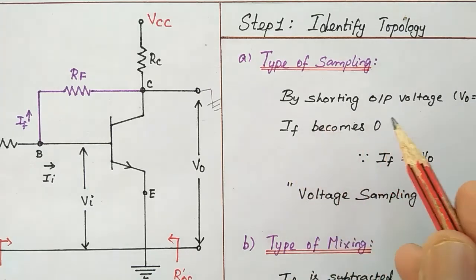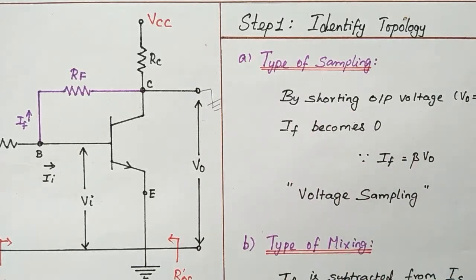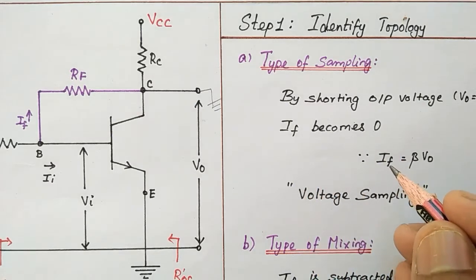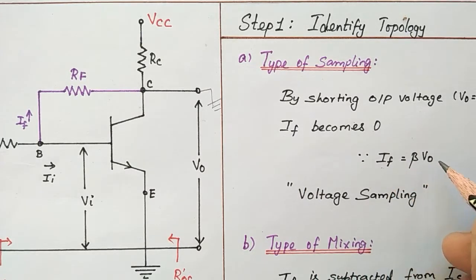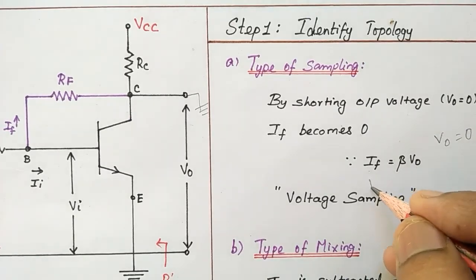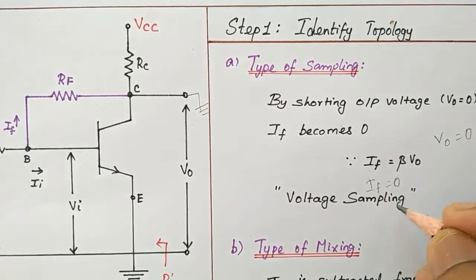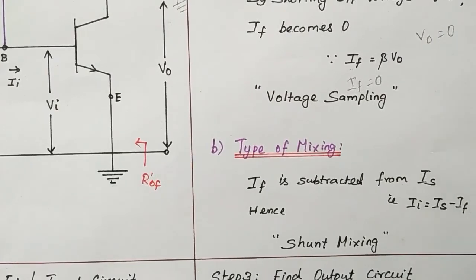So by shorting the output voltage, that is, the V0 terminal is shorted to ground, if the feedback signal becomes 0, it is nothing but voltage sampling. See here, the relationship between the feedback signal and the output voltage is IF equal to beta into V0. Here I am making V0 as 0. Hence IF also becomes 0. Hence this type of sampling is called voltage sampling.